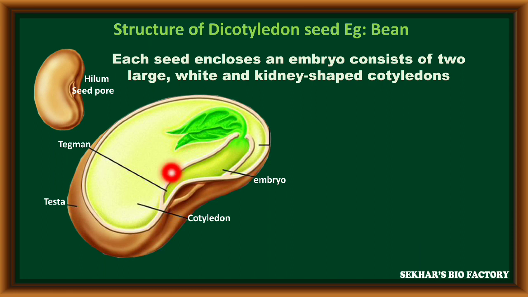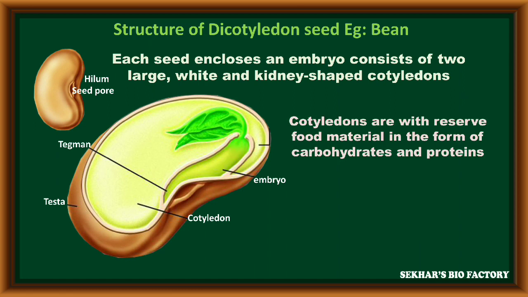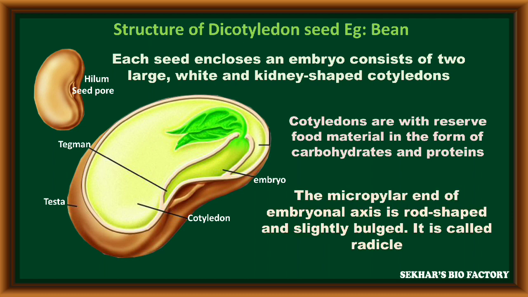The seed coat encloses an embryo with two large, white, kidney-shaped cotyledons. The cotyledons contain reserve food material in the form of carbohydrates or proteins. The micropylar end of the embryonal axis is rod-shaped and slightly pointed. It is called the radicle.